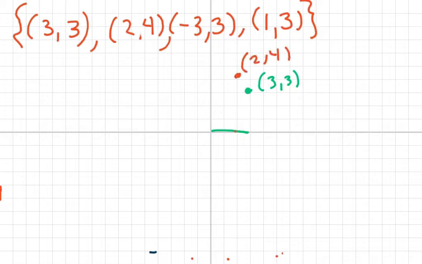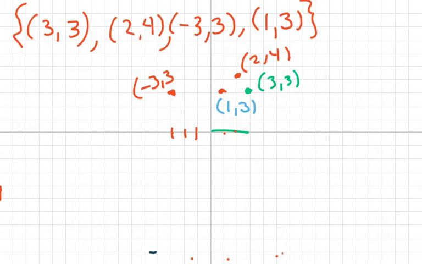And then -3 means we're going to the left. -3 and then up 3, which would be there. And 1, 3, we would go up to here. All right, so this was -3, 3. And this one here was 1, 3. And so I just plotted that looking at a graph.